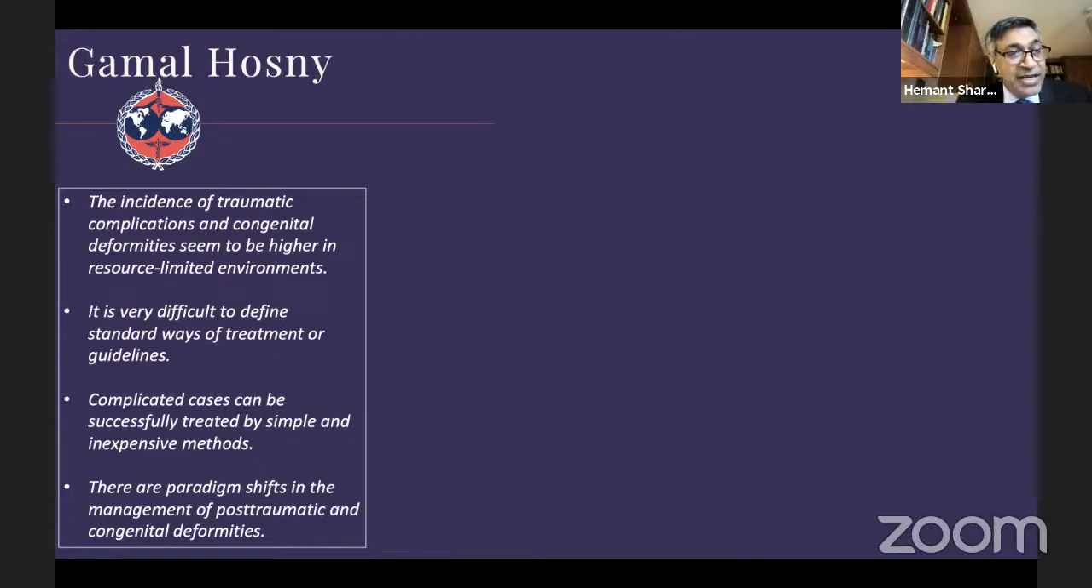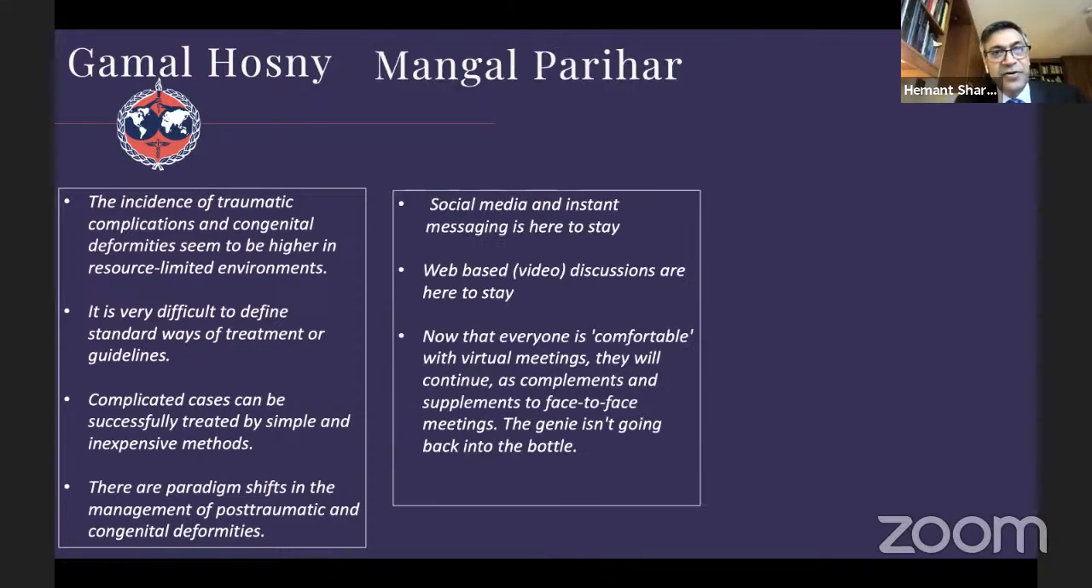He also pointed out that you don't need the expensive gadgets which we use all the time, and you can have simple tools and inexpensive methods and get equally good results. And there is a paradigm shift in the management of these injuries, particularly post-traumatic injuries and congenital deformities.